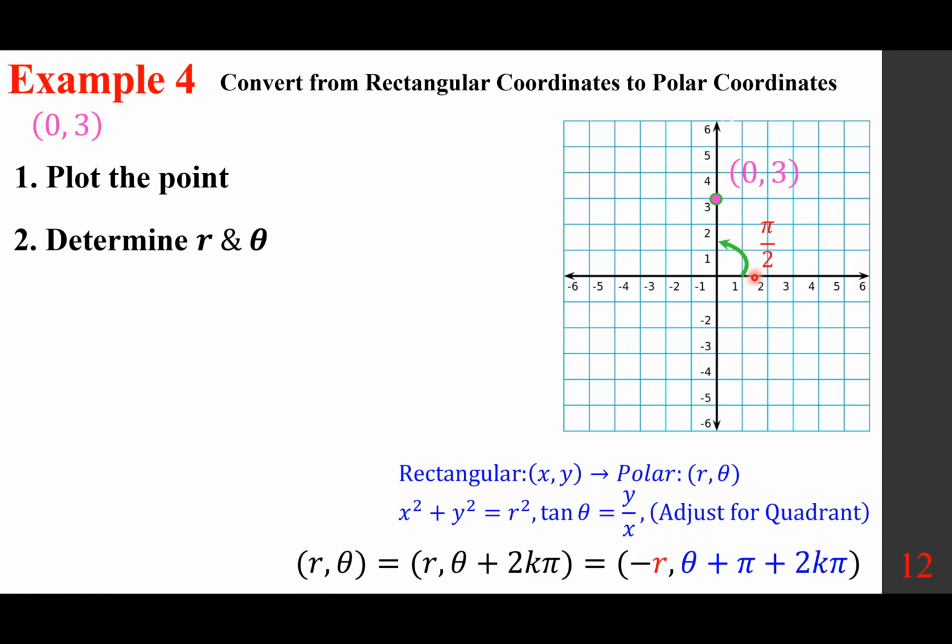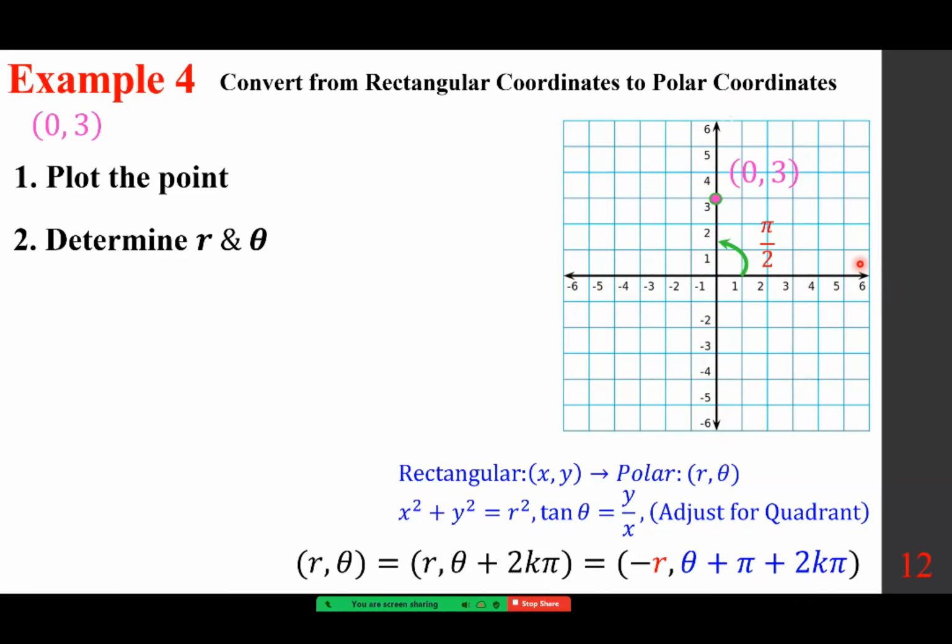Clearly, this is pi over 2. So any point along the y-axis on the positive side has an angle of pi over 2. On the negative side, 3 pi over 2. Okay, everybody? Pi over 2 up here, 3 pi over 2 down here. On the negative x side, this is pi. And 0 angle is the same as 2 pi or 4 pi or even.